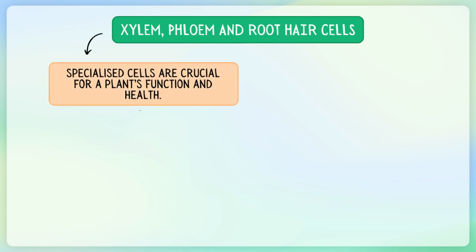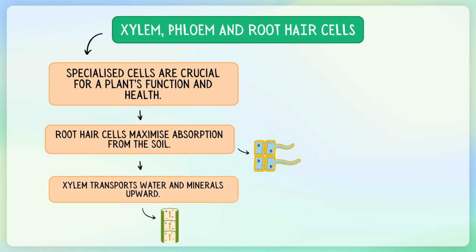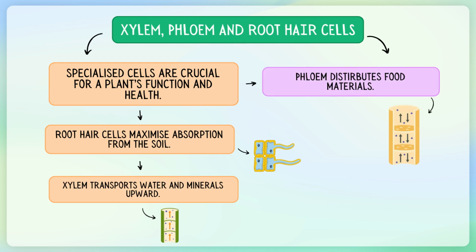In today's lesson, we explored the structure and function of root hair cells, xylem and phloem. These are key components of the plant organ system. We began by understanding that these specialized cells are crucial for the plant's overall function and health. Root hair cells maximize absorption from the soil. The xylem transports water and minerals upwards. The phloem distributes food materials to where they are needed.